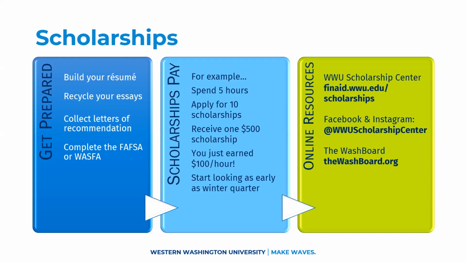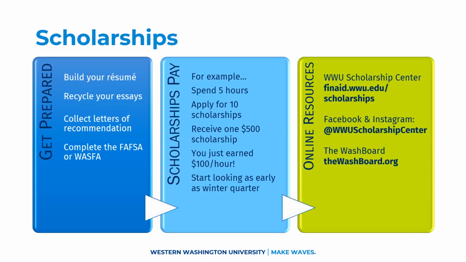And then we wanted to give an example of how scholarships can pay. For example, if you spend 5 hours and apply for 10 scholarships and receive just one scholarship for $500, which may not seem like a lot, you essentially just earned $100 an hour, which is way more than I make. So start looking as early as winter quarter when you are a current student at Western, if you decide to come here.